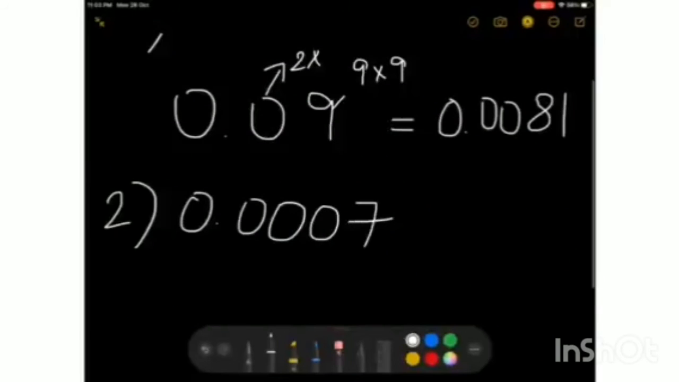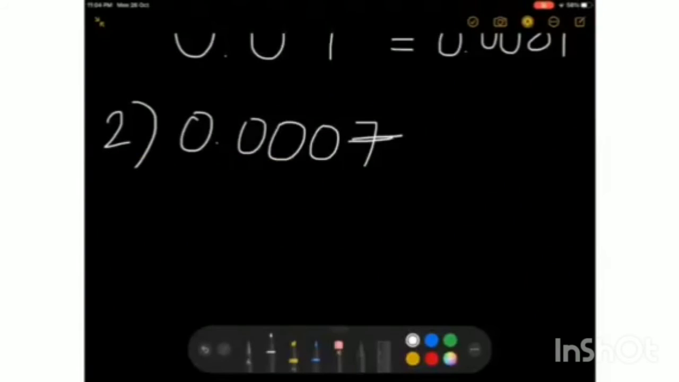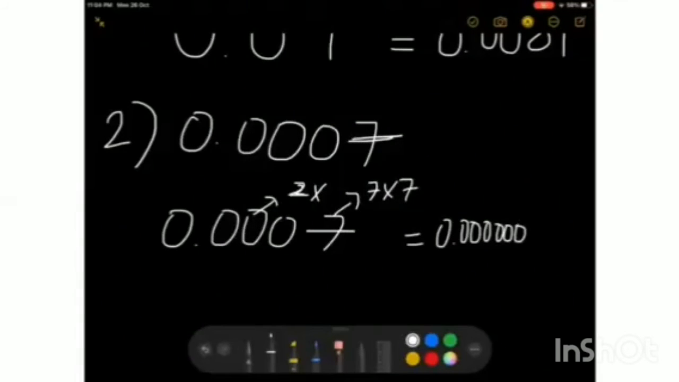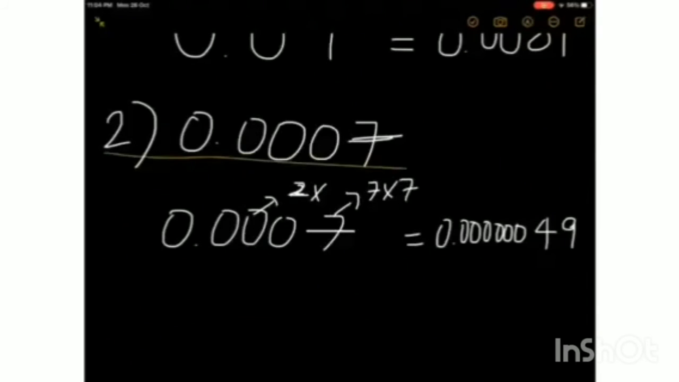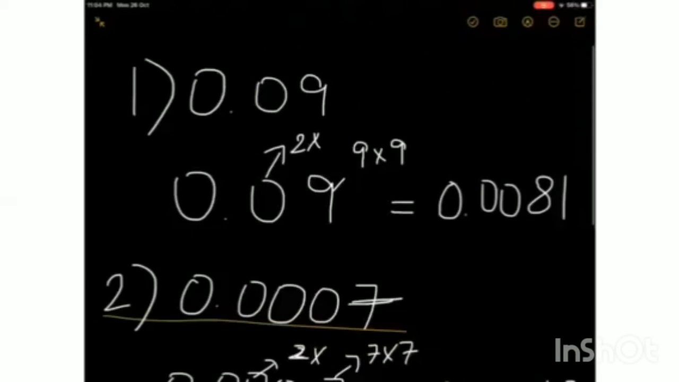Let's solve another sum to make our understanding easier. So 0.007. We have to double the 3 zeros as 6 zeros, and we have to double 7 as 7 into 7, which is 49. We write it as 0.000049. Yes, it's very easy, right? This is one of the easiest steps and a trick to find the square of terminating decimals.